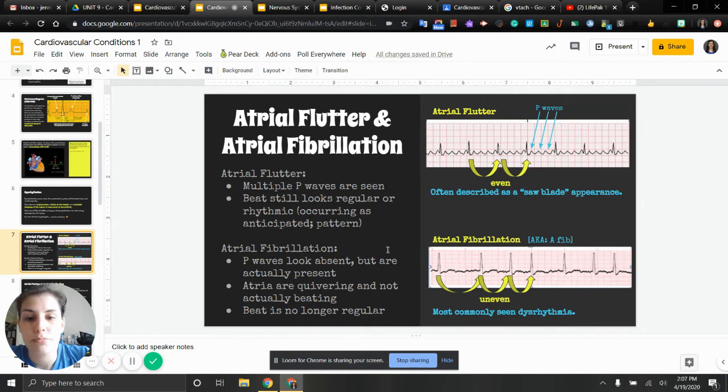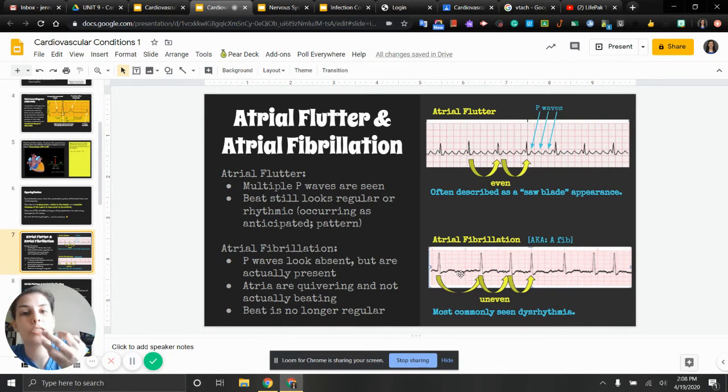Now with atrial fibrillation, this is also called AFib. You hear these on commercials a lot because this is a very common dysrhythmia, okay? So with this one, can you see the P waves anymore? It doesn't look like there's anything there, but they are. It's just happening so fast that there's not time for an actual wave.